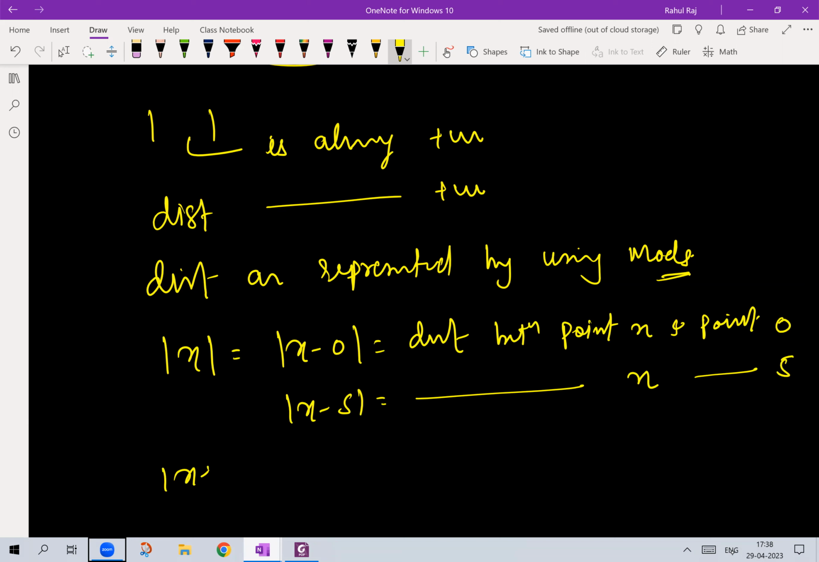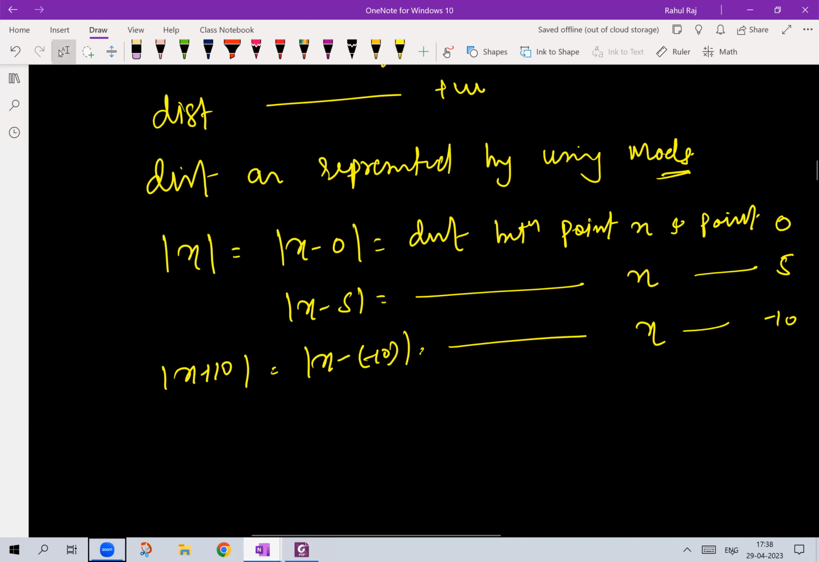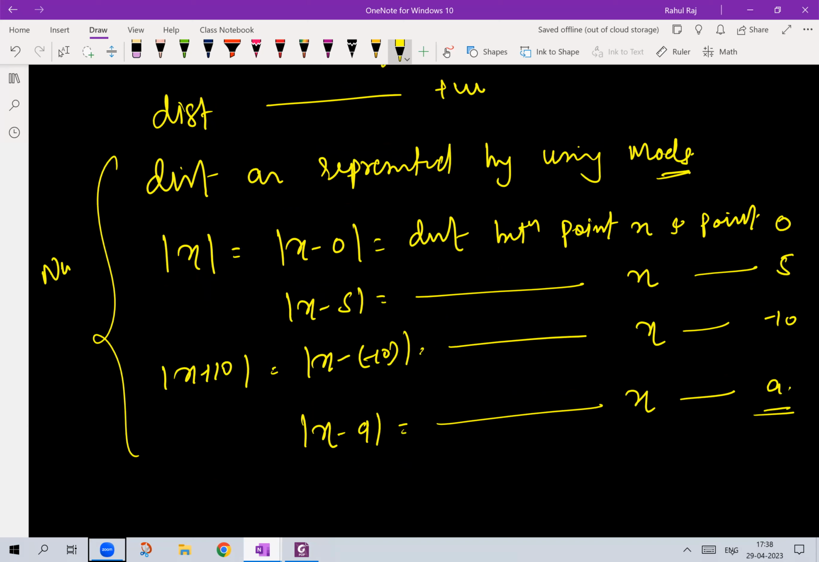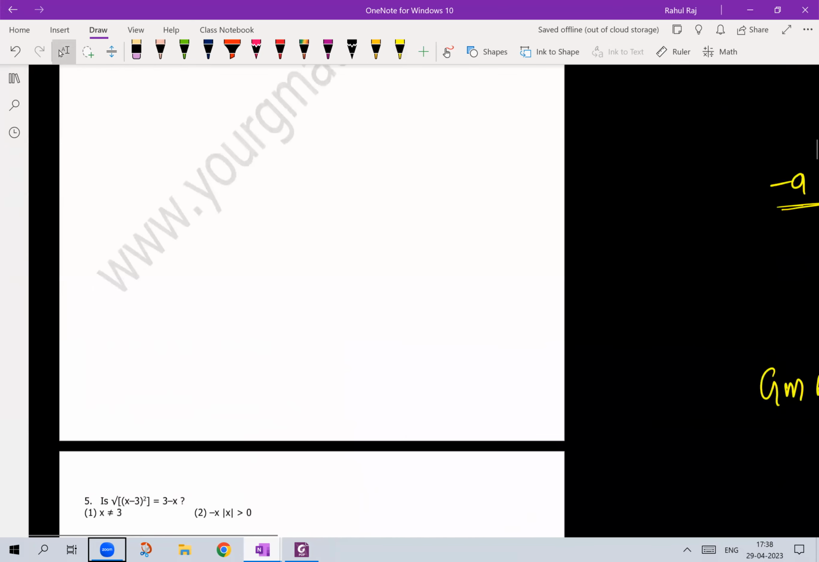What is mod of x plus 10? This is nothing but mod of x minus negative 10. So this is defined as the distance between point x and point negative 10 on the number line. So I can generalize this by saying that mod of x minus a is nothing but the distance between point x and point a on the number line. Be very sure about it. And this concept will be used a lot in the number system chapter. We have one or two problems here also, but in number system, it will be used hugely.